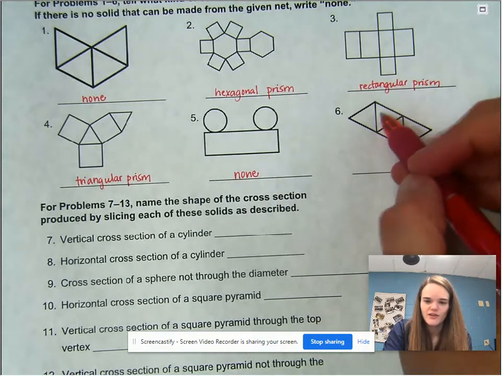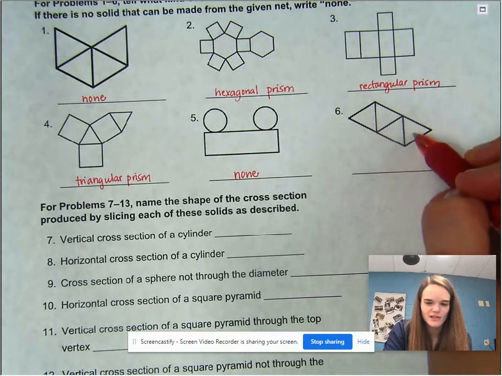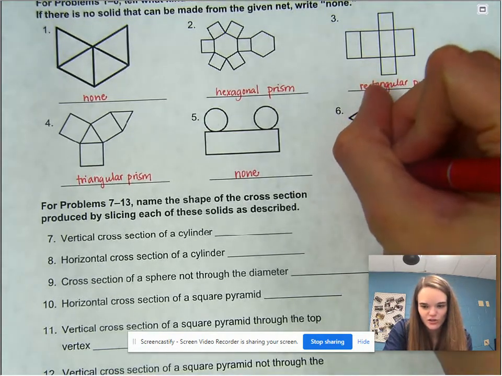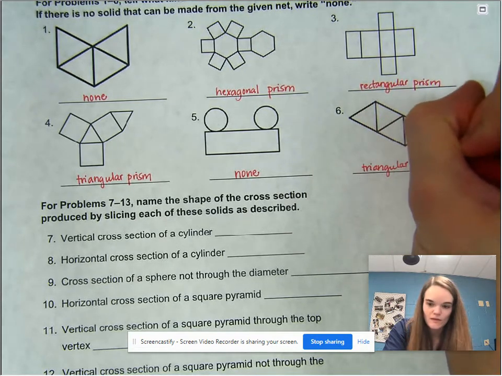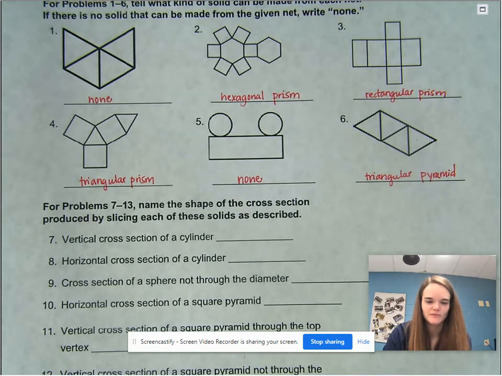Okay, this one is very similar to this one. However, the way this one is created, if you fold it, it actually will create a triangular pyramid. A triangular pyramid.